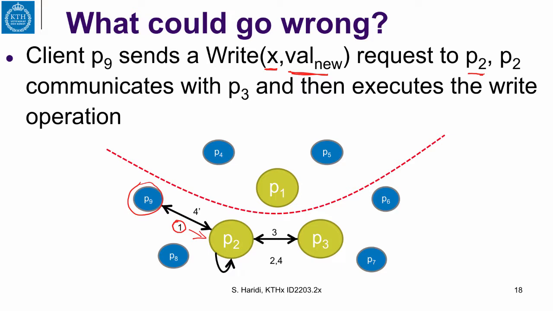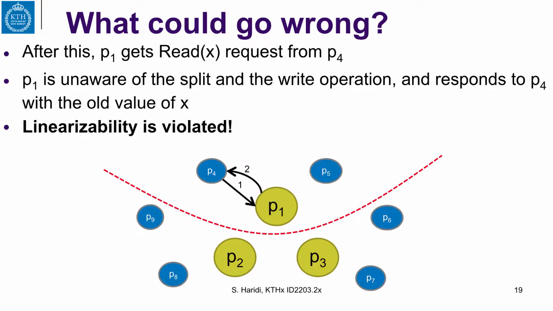And P2 communicates with P3. It is this step. P3 communicates back. It's fine. And now P2 responds to P9 in this message going this direction. So what we see here is that the state of the replicated state machine for the variable X has changed to a new value. So assume after that P1 gets a read request from P4.